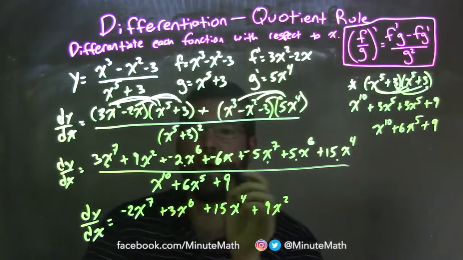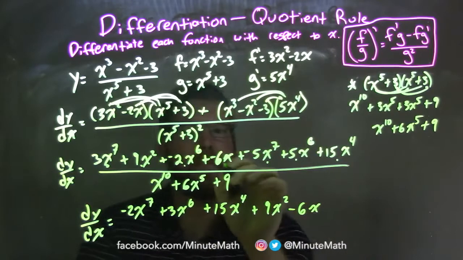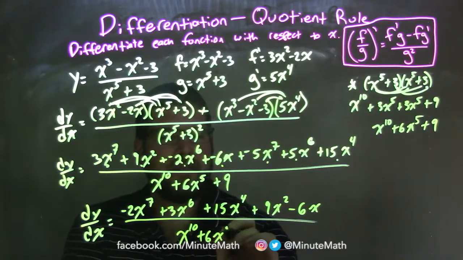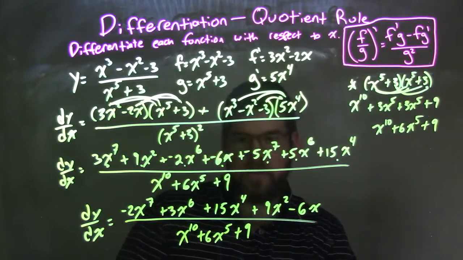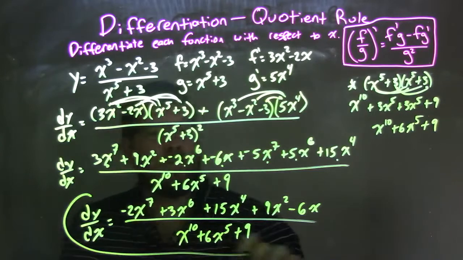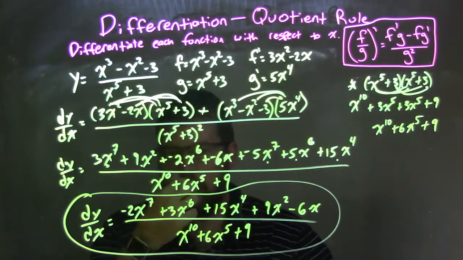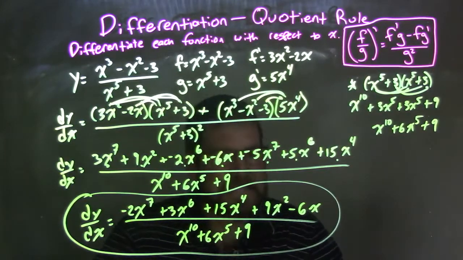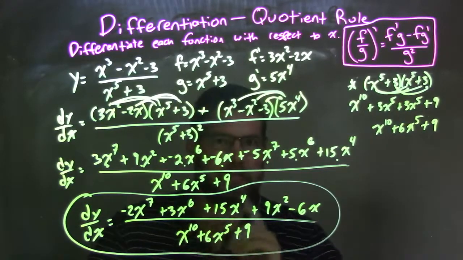And then to the first power, the only thing I see is negative 6x, so we go minus 6x right there. And that's going to be all over our denominator, x to the 10th plus 6x to the 5th plus 9. Just double check, make sure I got everything. Oh, I'm solving it correctly. Looking good. So here's our final answer, our final derivative. dy/dx is equal to negative 2x to the 7th power plus 3x to the 6th power plus 15x to the 4th plus 9x squared minus 6x, all over x to the 10th plus 6x to the 5th plus 9.